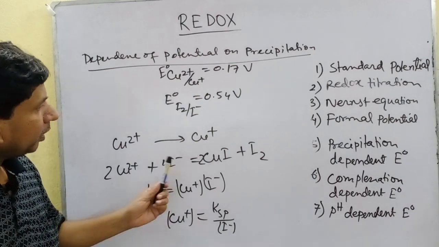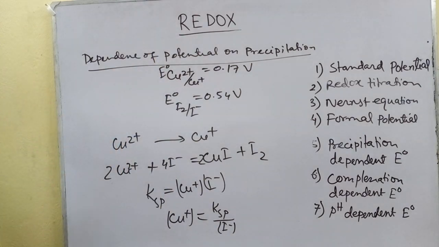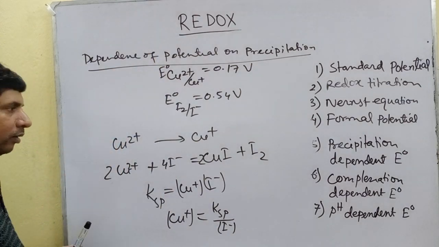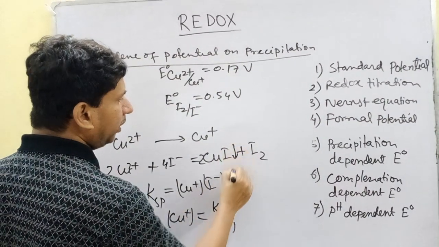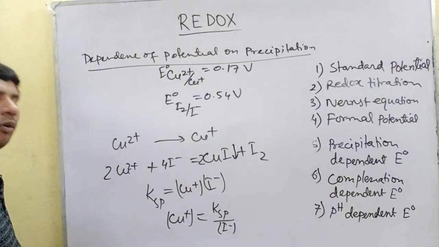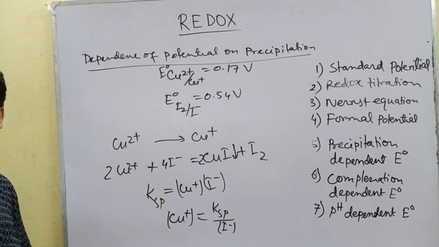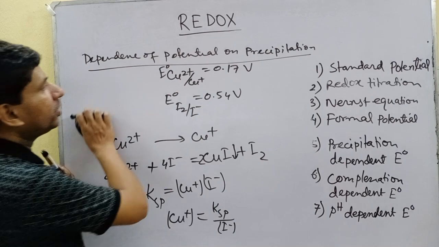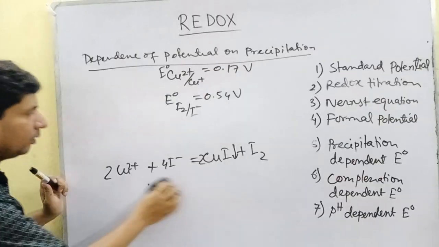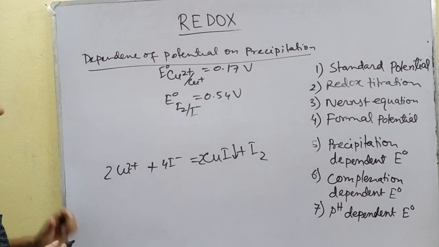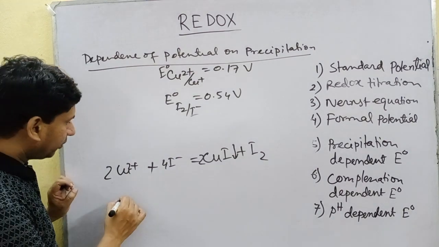Now if we consider the Nernst equation, and this is a precipitation, copper iodide precipitates out from the reaction medium, then what happens in this position? We can write the Nernst equation of the half cell.